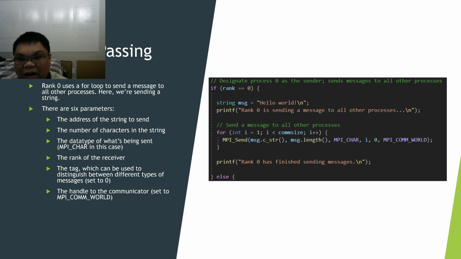And those parameters are the address. In this case, we're going to be sending a string, so we're going to pass in the address of the string to send, the number of characters in the string, the data type of what is being sent, the rank or process ID of the receiver, the tag, which can be used to distinguish between different types of messages. We're just going to default it to 0. And the handle to the communicator, which we're just going to set to MPI_COMM_WORLD.